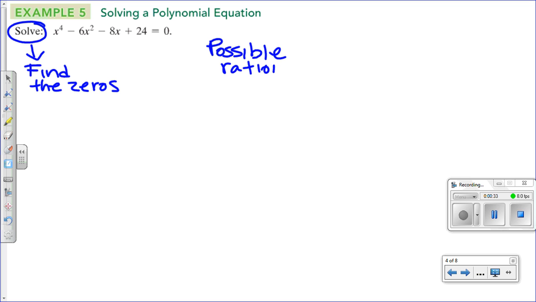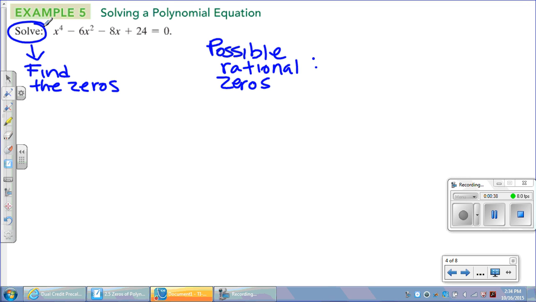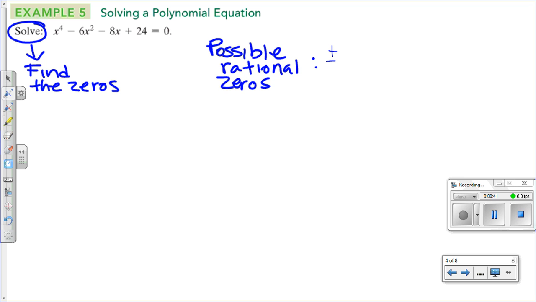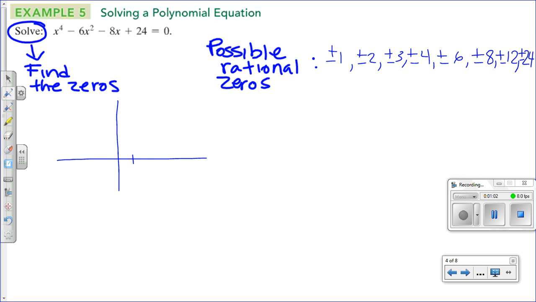for rational zeros. Those possibilities were numbers like plus minus 1, plus minus 2, plus minus 3, plus minus 4, plus minus 6, plus minus 8, plus minus 12, and also plus minus 24. Out of those, we graphed the polynomial using our graphing calculator, and we noticed that the graph was only touching the x-axis at x equal to 2.